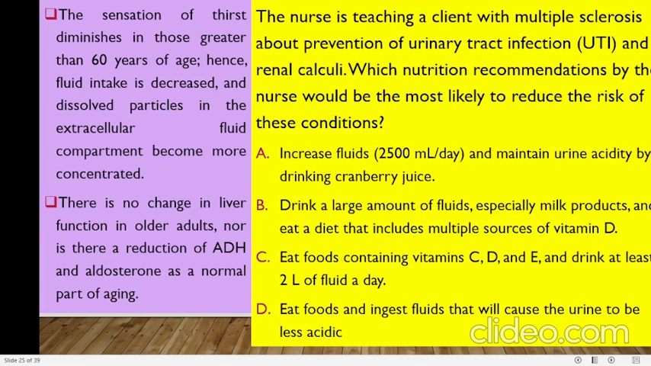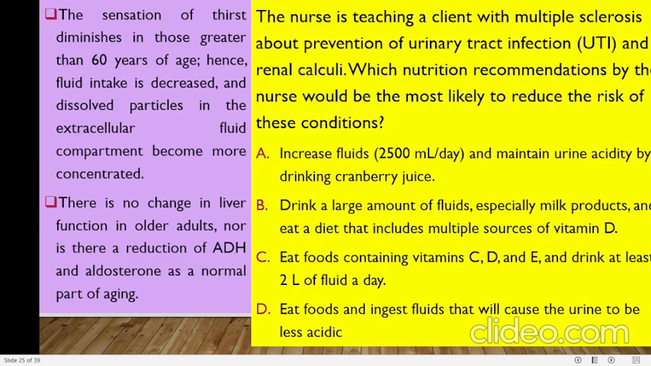So the dissolved particles in the intracellular fluid compartment become more concentrated. There is no change in bowel function in older adults, nor is there a reduction of ADH and aldosterone as a normal part of aging. The nurse is teaching a client with multiple sclerosis about prevention of UTI and renal calculi. Which nutritional recommendation by the nurse would be the most likely to reduce the risk of these conditions? Increase fluids to 2,500 ml per day and maintain urine acidity by drinking cranberry.